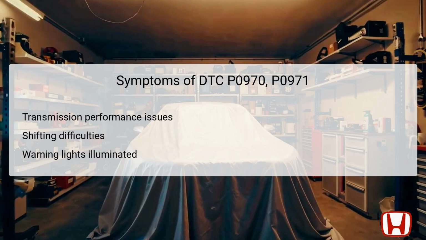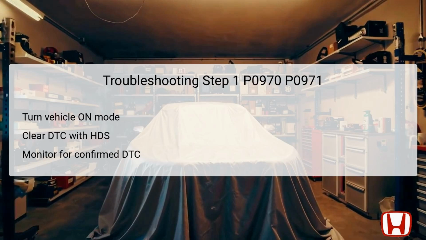These symptoms not only affect daily driving, but could pose a risk of further damage if not addressed promptly. Therefore, recognizing these signs early fosters a prompt response to the fault codes and can lead to more effective troubleshooting and repair. The first step in troubleshooting the DTCs P0970 and P0971 involves general verification of the issues at hand.